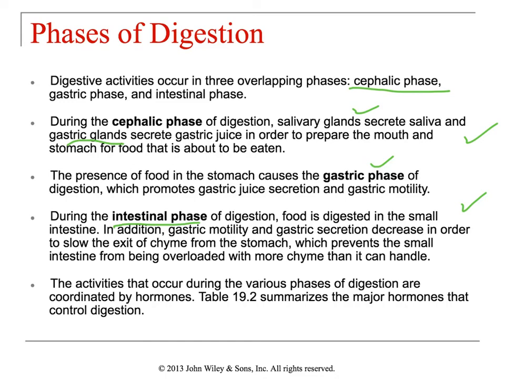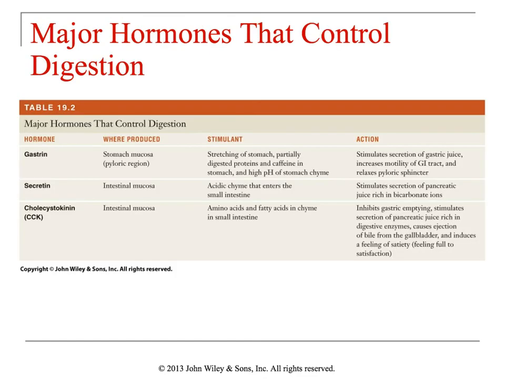Okay, and there are actually hormones that regulate all that. The hormones that regulate it are gastrin, secretin, and cholecystokinin, or CCK. Gastrin comes from the stomach, and it's kind of cool. When the stomach stretches, it's going to cause the stomach to move, and it's going to relax the pyloric sphincter so that the food can start to leave the stomach and get into the small intestines.